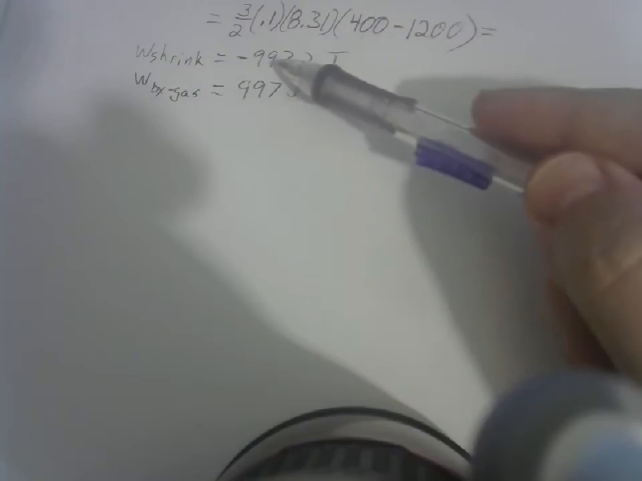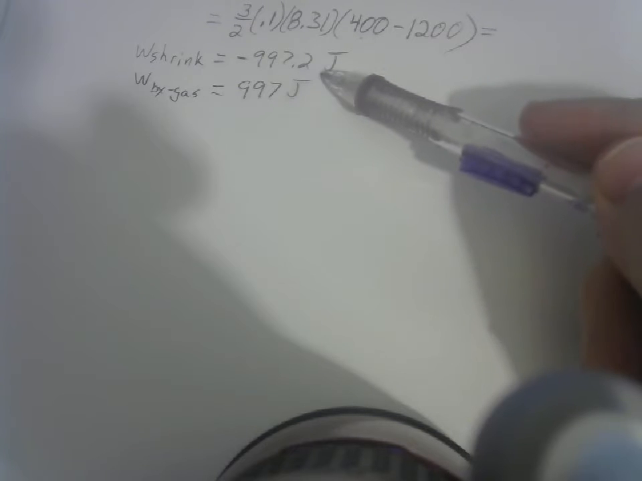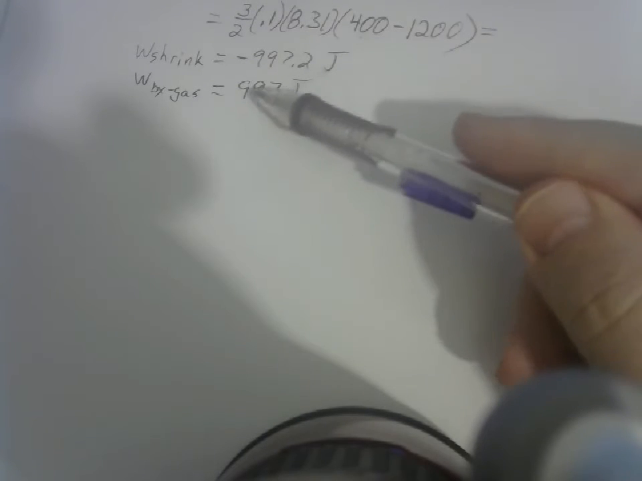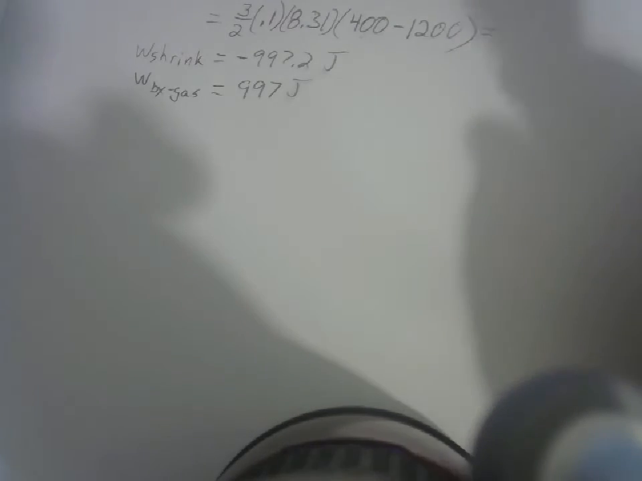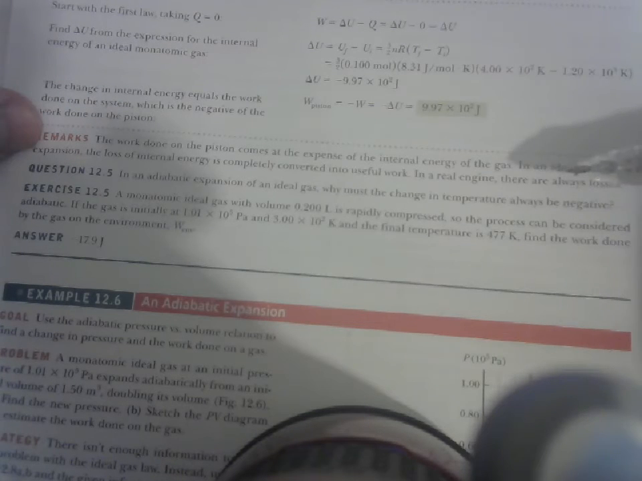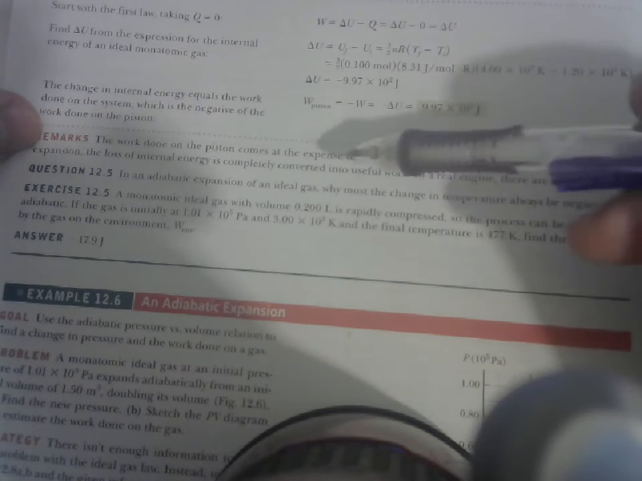So this says the work done on the piston comes at the expense of the internal energy of the gas. Basically, the delta U was negative 997.2 joules, and the work done by the gas is 997.2 joules. So those are equal and opposite. In an ideal adiabatic expansion, the loss of internal energy is completely converted into useful work. In a real engine, there are always losses.